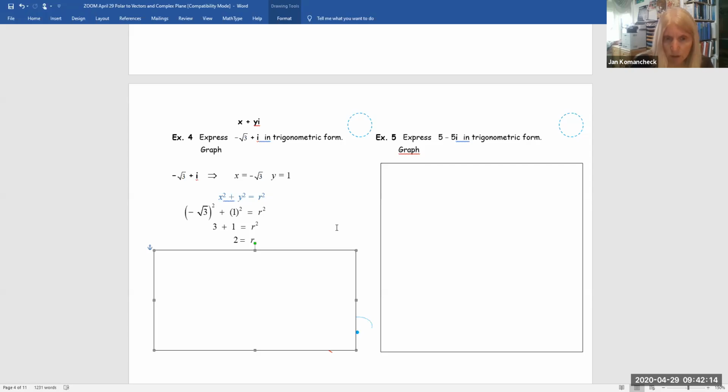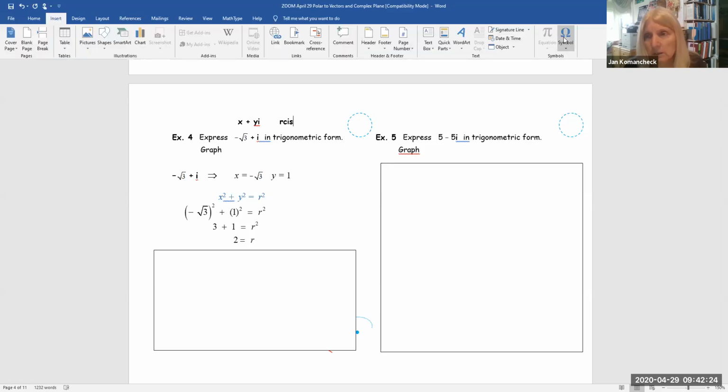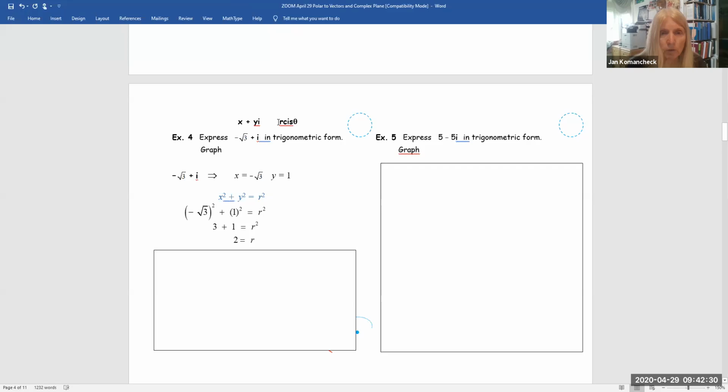Okay, now what am I trying to do? Put it in trig form. What does trig form look like? Trig form looks like r cis theta. That's what this means. I need my r, and I got my r. All I now need to do is find my angle theta, and we're done. We're good to go. So here's my next reveal.